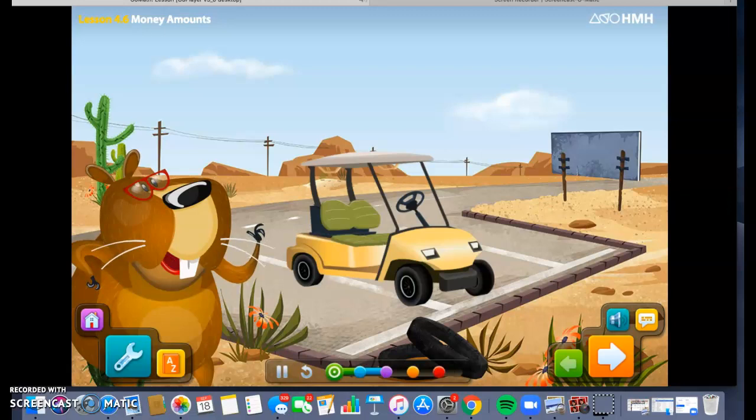Hi! It's a hot day here today. Hey, look! There's someone's golf cart. It looks like they left some money in it. There are some bills and some coins. I wonder how much there is in all. Click the golf cart to learn more about the money.